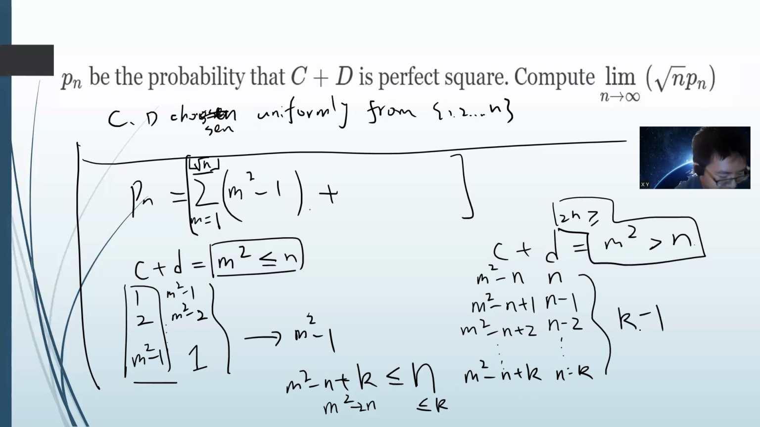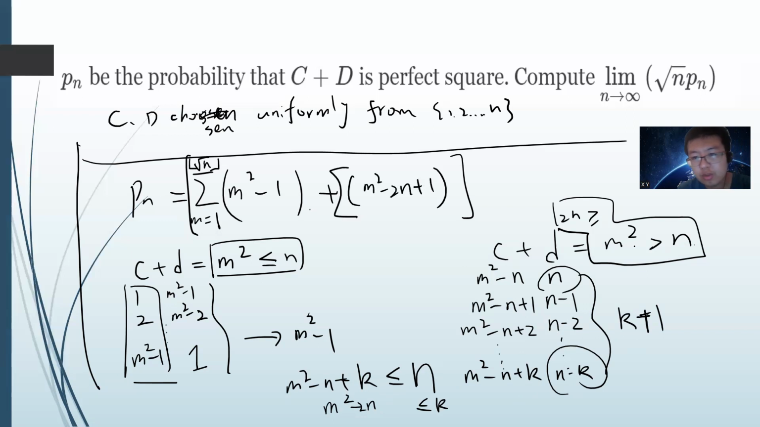So the number of solutions is k plus 1, because it's inclusive from both sides, and k is this, so it's 2n minus m squared plus 1. For this case, m squared is greater than n, so m runs from the floor of the square root of n plus 1 to the floor of the square root of 2n, all divided by n squared.